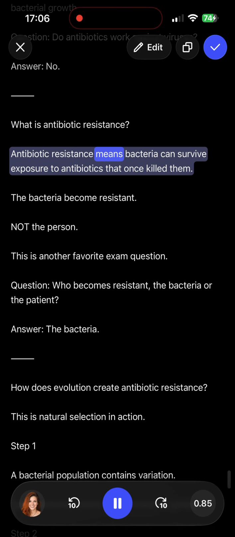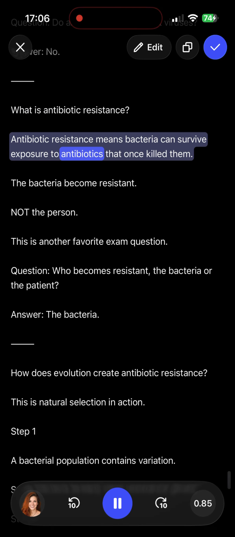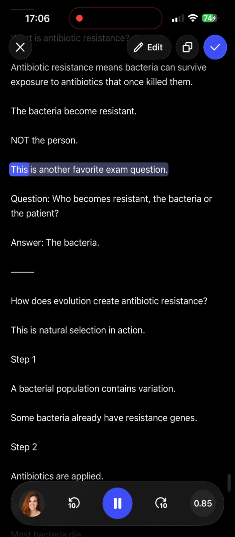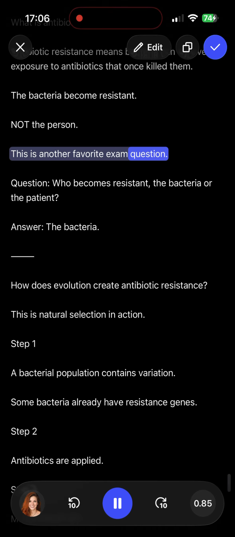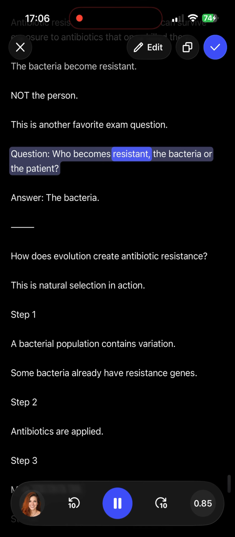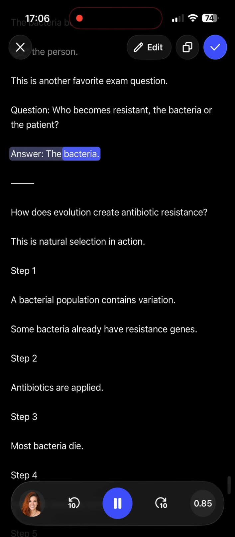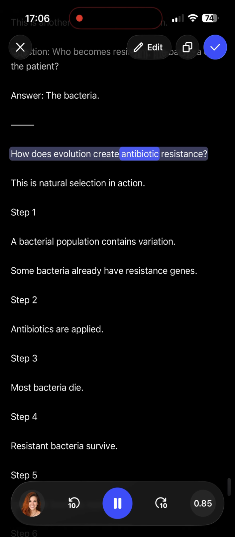What is antibiotic resistance? Antibiotic resistance means bacteria can survive exposure to antibiotics that once killed them. The bacteria become resistant, not the person. This is another favorite exam question. Question. Who becomes resistant, the bacteria or the patient? Answer. The bacteria.